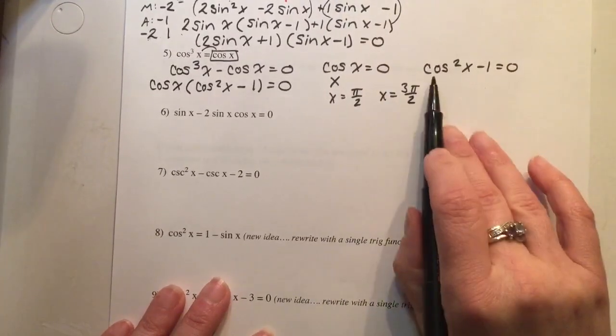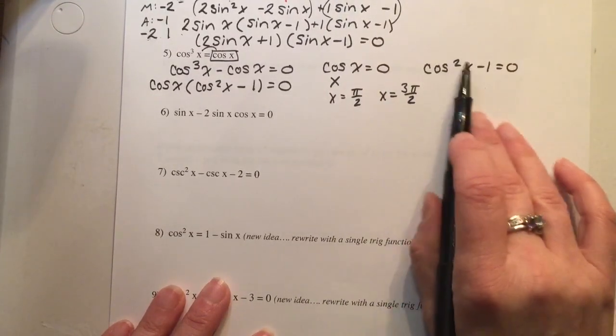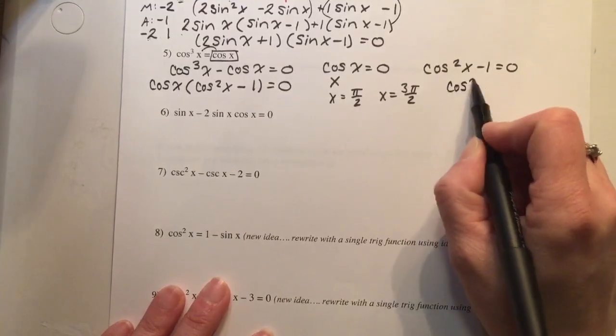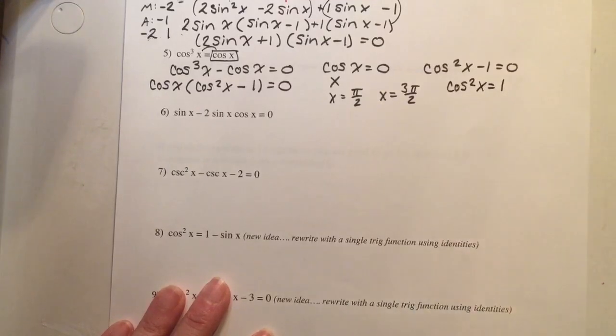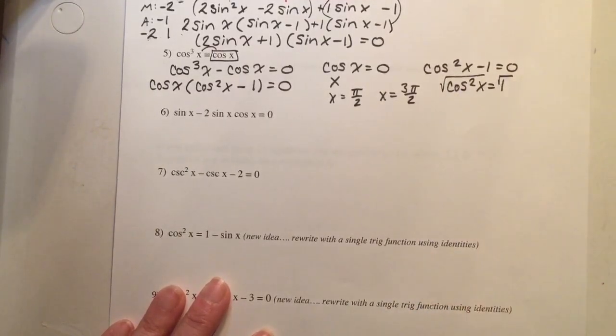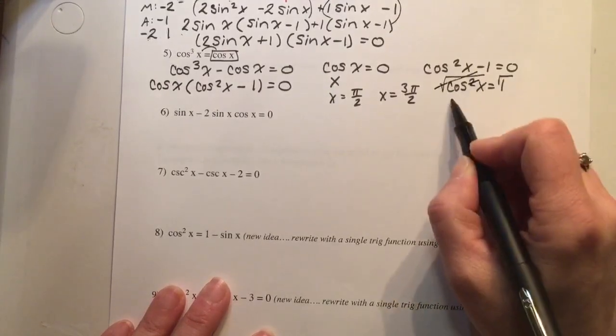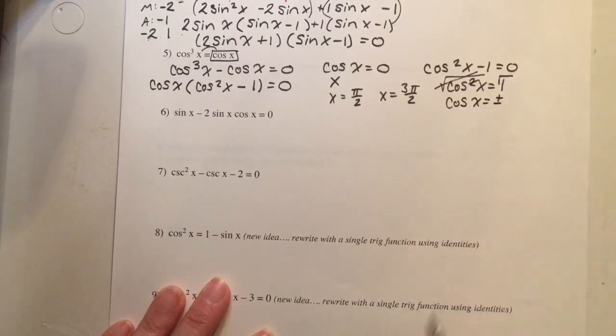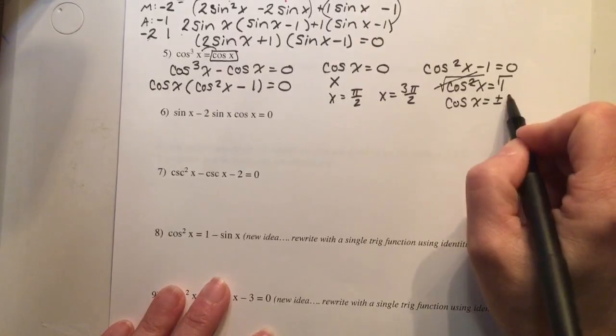Now if I come over here, I need to isolate the cosine of x. So step 1, I'll add 1 over. So I'd have cosine squared of x equals 1. To cancel a power of 2, you need to take the square root of each side. When you cancel a power of 2 by taking a square root, you do need to include both the positive and negative. The square root of 1 is 1.